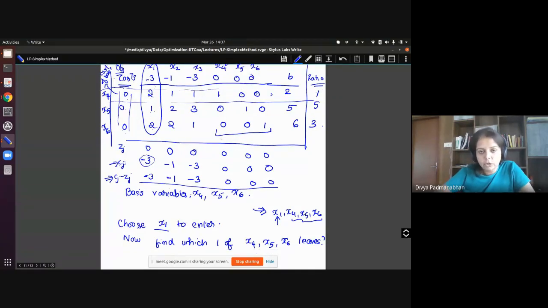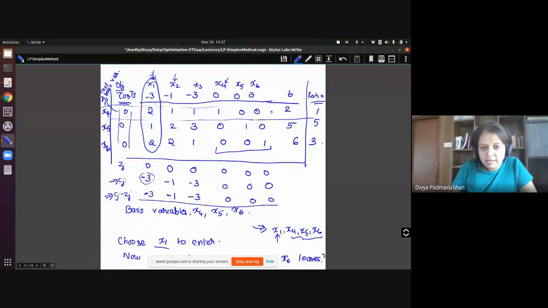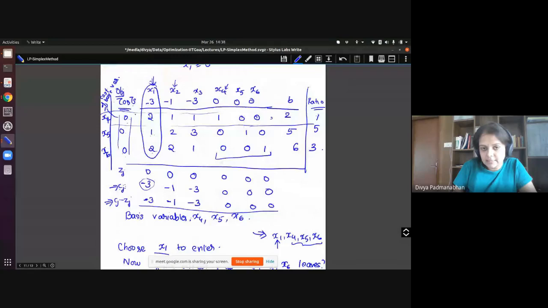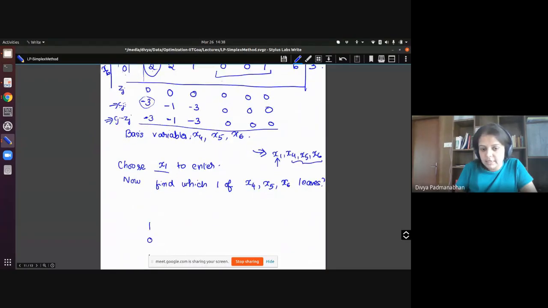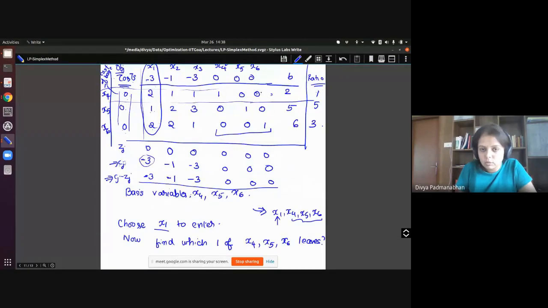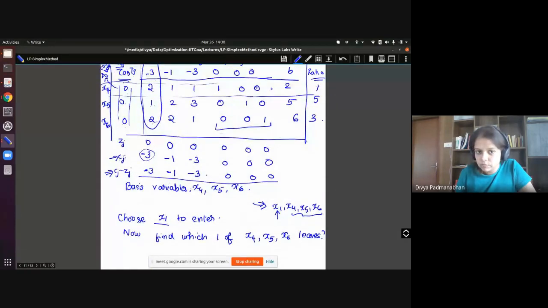So let's write the new tableau. Now we know how to do that. The first column has to become 100. Let's write the costs later. From this tableau onwards, the first column has to give 100. Can you fill the tableau? If you want the first column to be 100, what's going to be the first row?